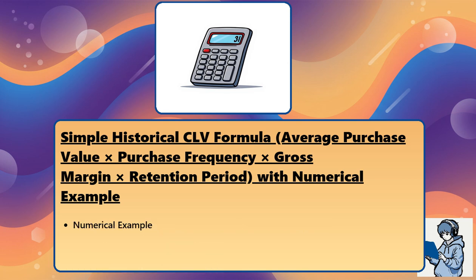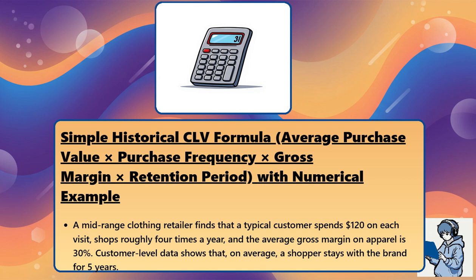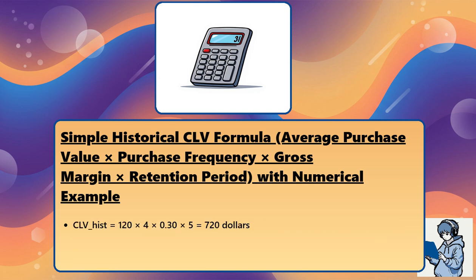Numerical example. A mid-range clothing retailer finds that a typical customer spends $120 on each visit, shops roughly 4 times a year, and the average gross margin on apparel is 30%. Customer-level data shows that, on average, a shopper stays with the brand for 5 years. CLV hist equals 120 times 4 times 0.30 times 5 equals $720.